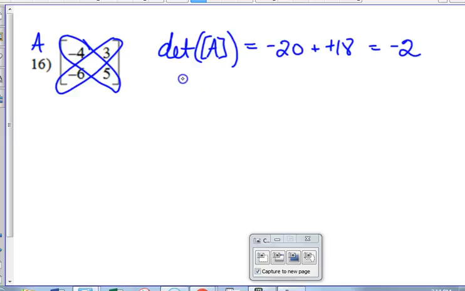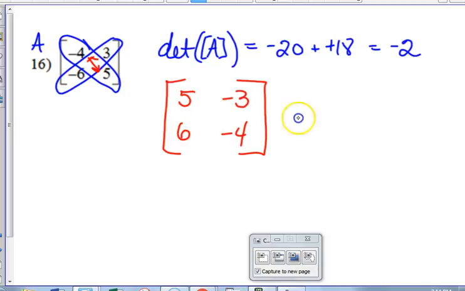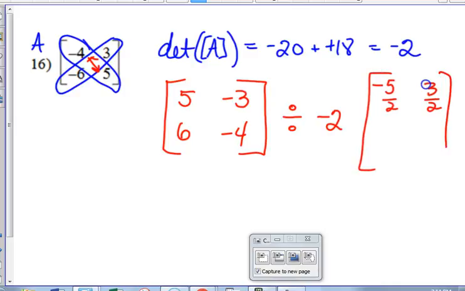Okay, then the rule says you do what to that crummy little matrix over here? Flop these, so you get a 5 and a -4. And what do you do with the other diagonal? Switch the signs. Switch the signs. But then we're not done until we divide every entry by -2. So we get -5/2, +3/2, -3, and +2.